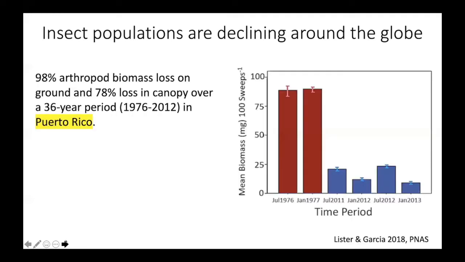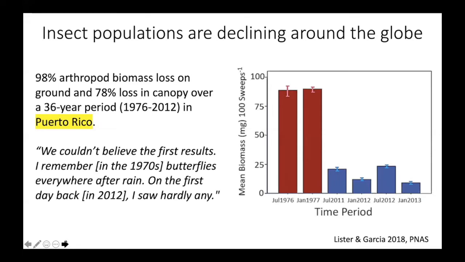And in another particularly disturbing study in Puerto Rico, so halfway around the world, a group found that between the 36 years from 1976 to 2012, we lost 98% of arthropod biomass on the ground and 78% of arthropods in the canopy. So the first author of this study, when he was interviewed, said that he couldn't believe the results. He said, "I remember in the 1970s that butterflies would be everywhere after the rain, but on our first day back in 2012, I saw hardly any at all."